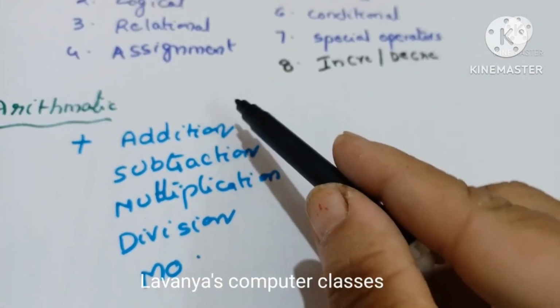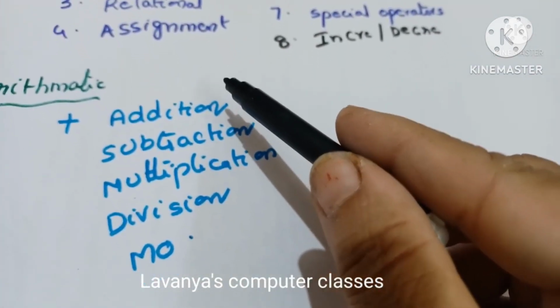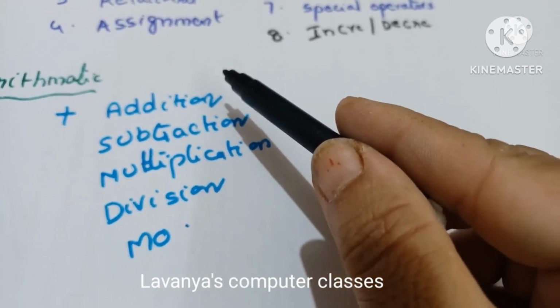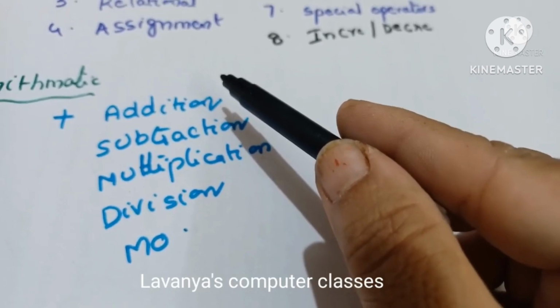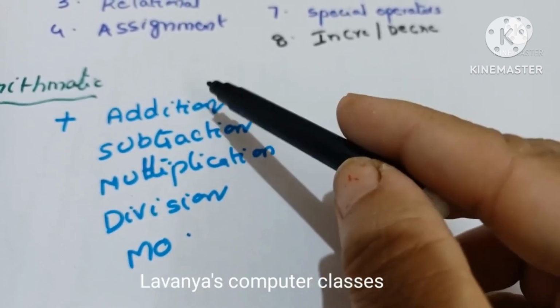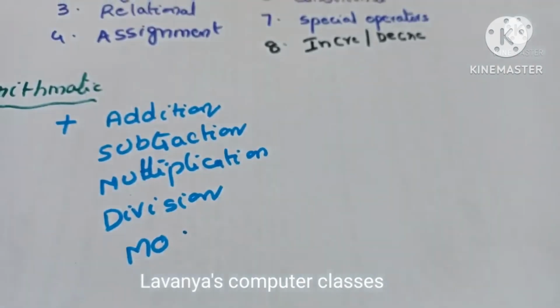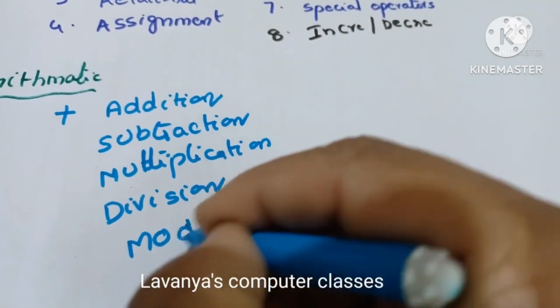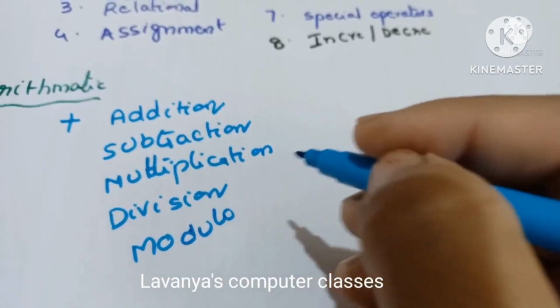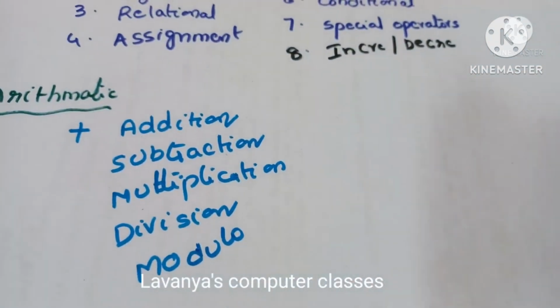So what are the arithmetic operators? If you want to do any arithmetic operations, we need some operator. Those operators are called arithmetic operators. Those are totally 5: addition, subtraction, multiplication, division and modulo. So these are called arithmetic operators.